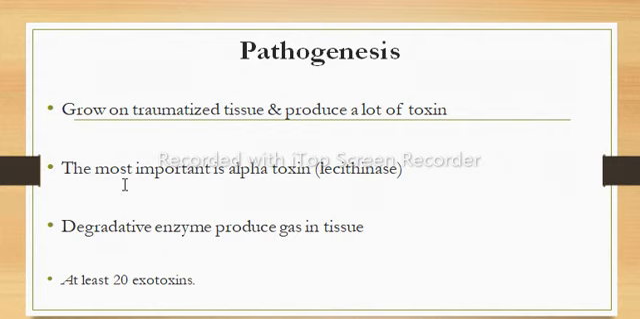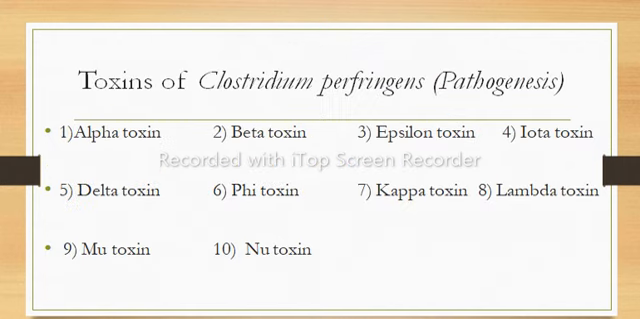The most important toxin is alpha toxin or lecithinase toxin, which damages the cell membrane including those of erythrocytes, resulting in hemolysis. They have degradative enzymes which produce gas in tissues. There are at least 20 toxins of Clostridium perfringens. Well, here are the most important exotoxins and their biological effects.